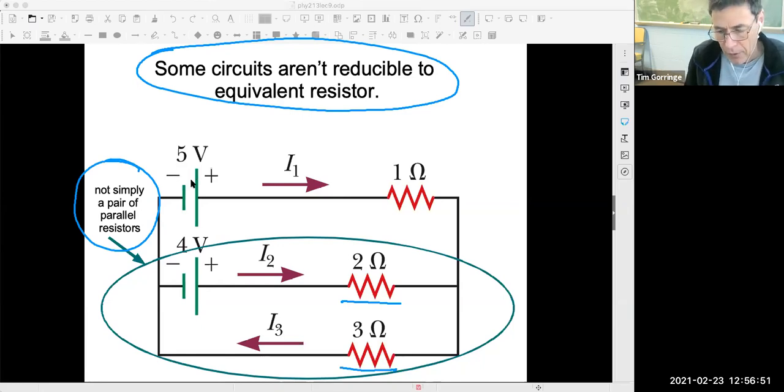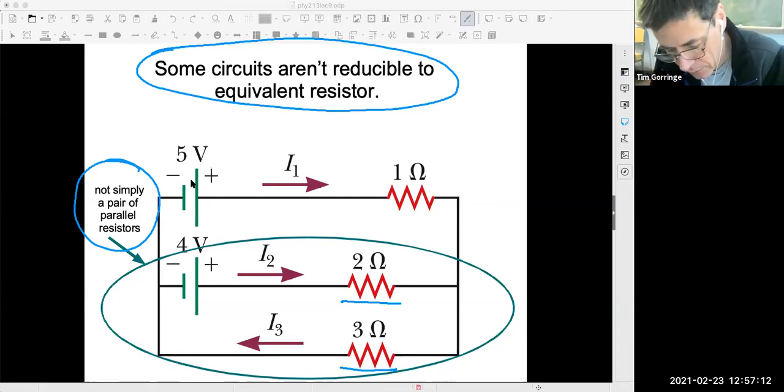And so there's no piece or part or bit of this circuit that's simply series and parallel resistors. And so our approach of the single equivalent resistance fails. And so that's where Kirchhoff's rules come in.